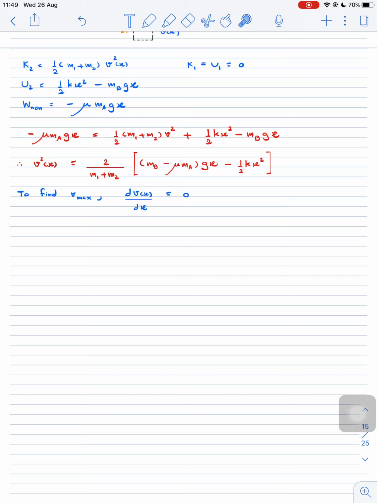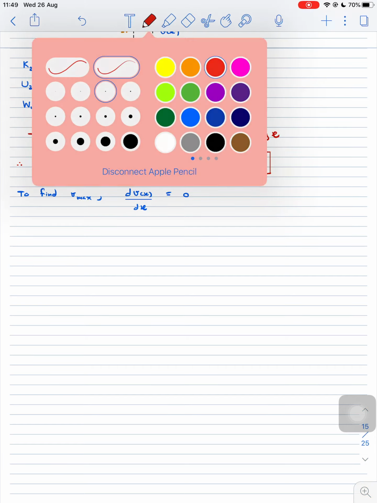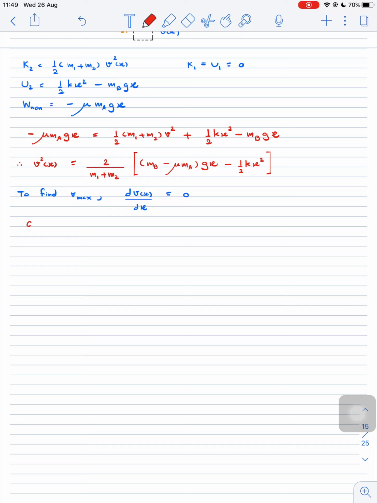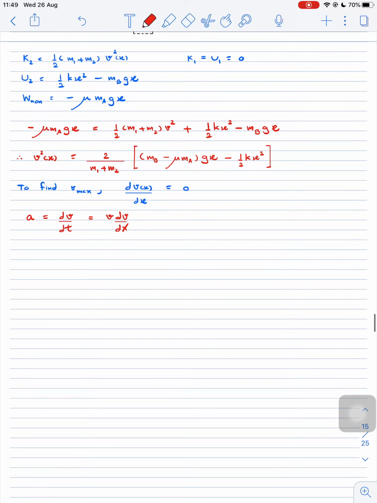Then how can we find the dv by dx? Let's use this. We know that the expression equal to dv by dt, or just equal to the v dv by dx, or just equal to the 0. So this term equal to 0. But now we have the v square, and we don't want to make the square root here, because it'd be too lengthy.